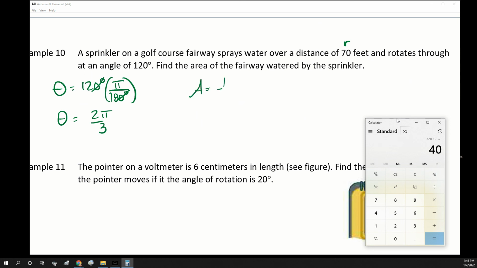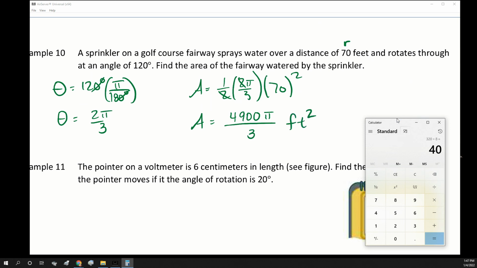So area is equal to half the angle times the radius squared. Now I'm going to reduce those 2's because I now have a 2 in the denominator and a 2 in the numerator. That will cancel out. 70 squared is 4,900. So that pi up there, and then the 3 on the bottom. And that originally was feet, so the area is going to be square feet.